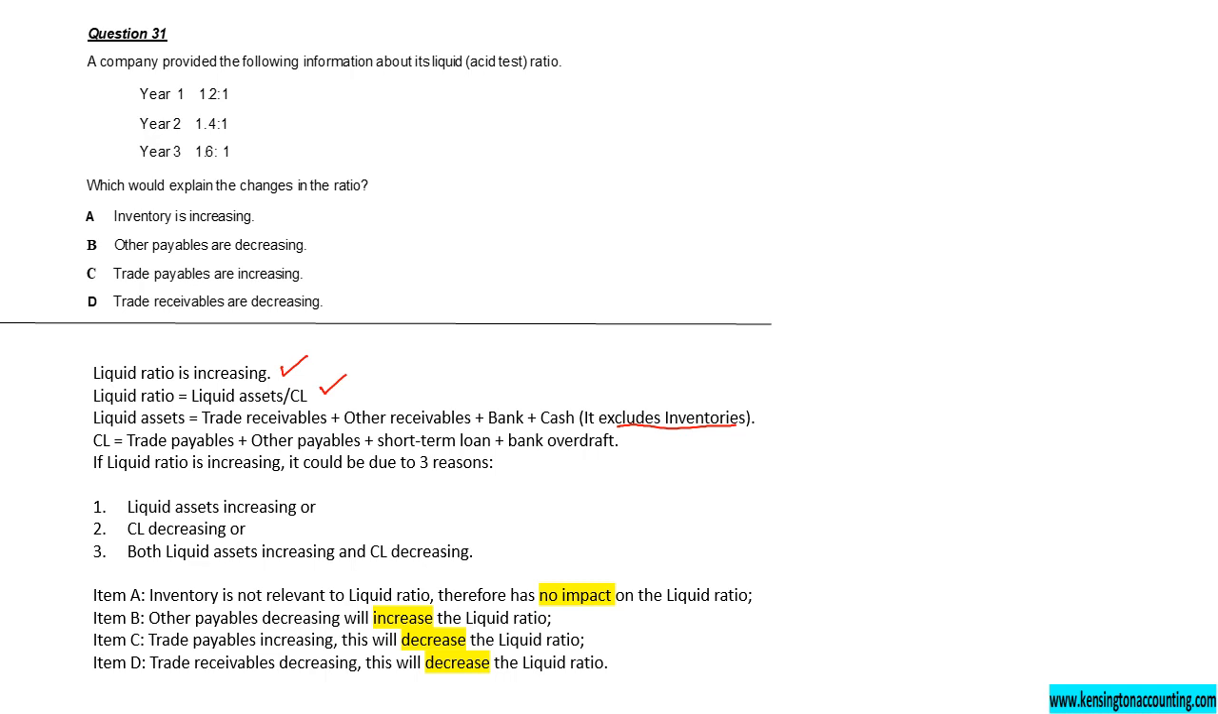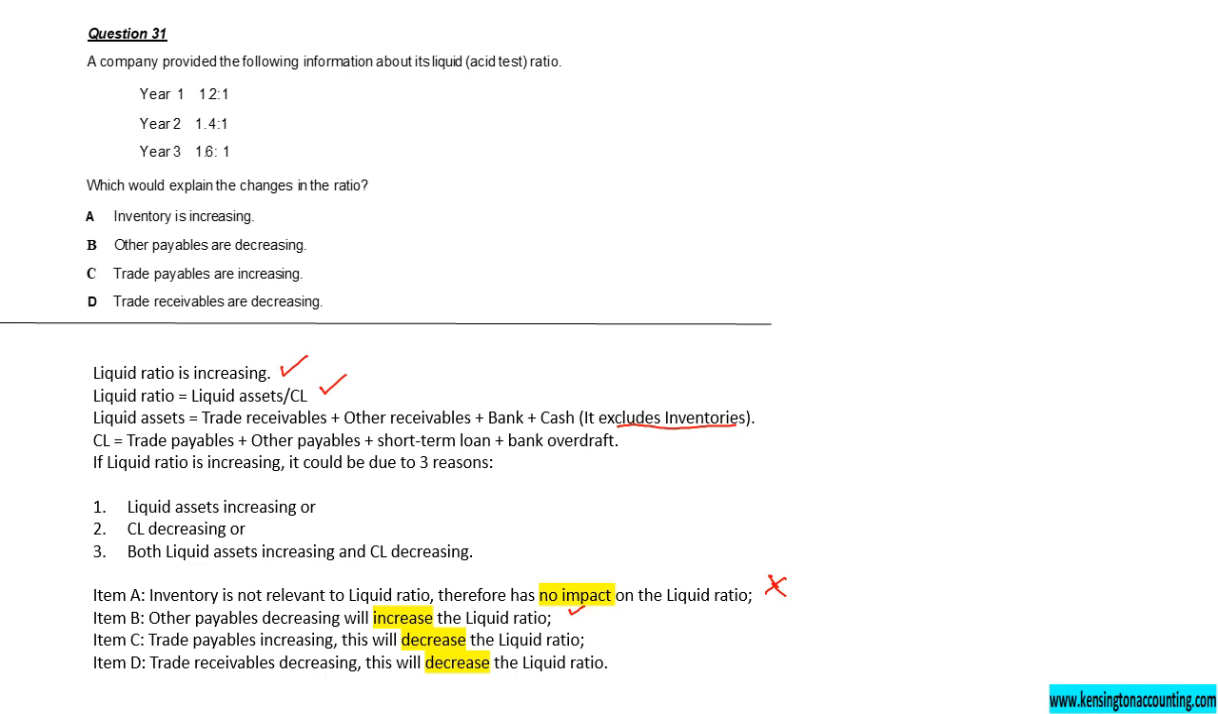So let's go item by item. Item A says inventory is increasing. Now, inventory is not part of this ratio, therefore it is irrelevant. Therefore we can cross it out. It is irrelevant to the liquid ratio. Item B, other payables is decreasing. Now, if other payables decreases, it will decrease the current liabilities and it will increase the liquid ratio. Therefore, this is a possible answer.